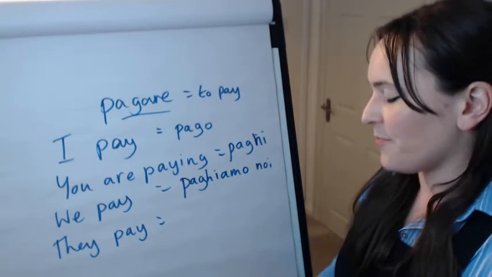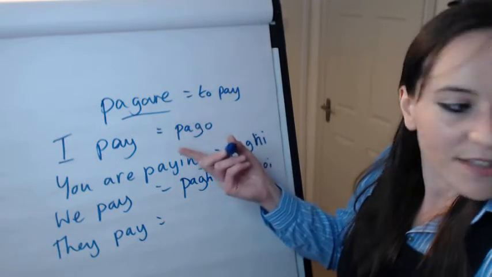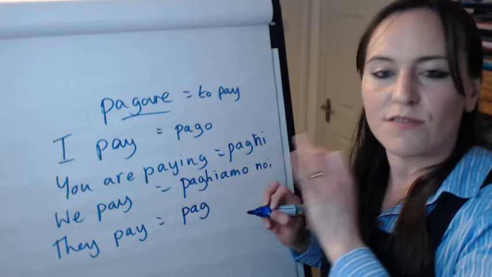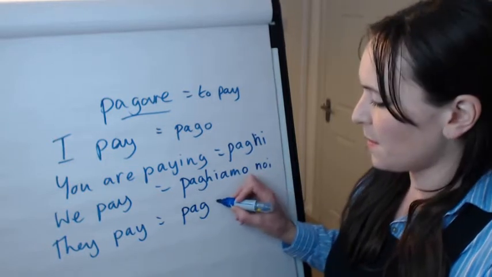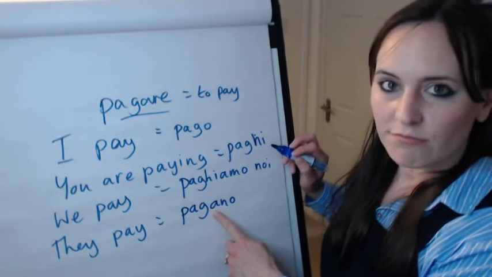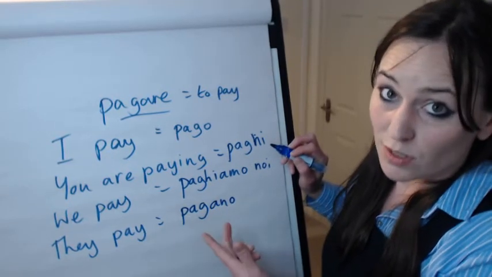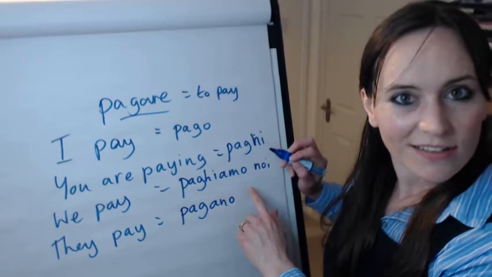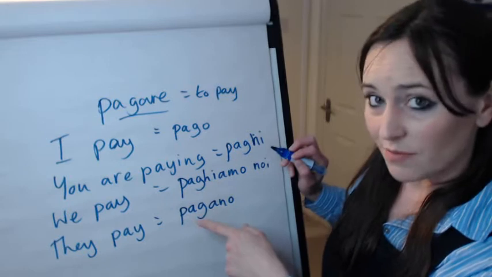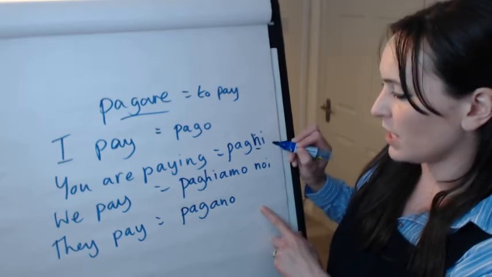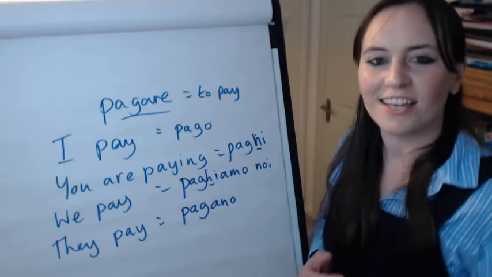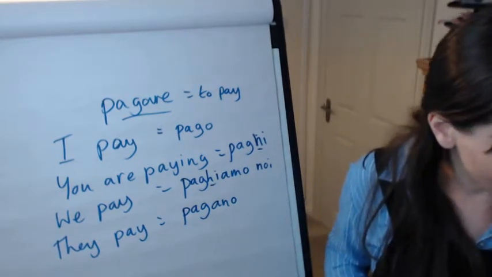So they pay. Pagare is the verb, and you just need to know the ending for loro, which means they. Pagano. Because there's an A in the A-N-O ending for loro, you don't need to put an H in there. It's only when it's followed by an I or an E. So we just need an H in paghi, in the tu form, and in paghiamo in the noi form.